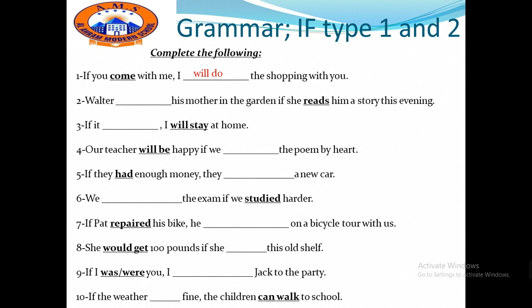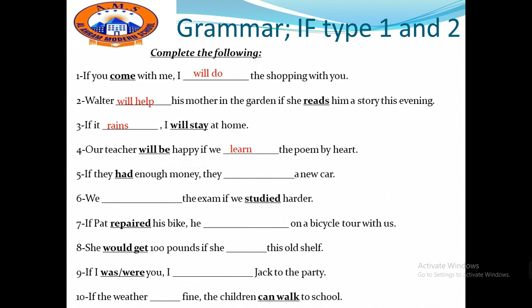Number 2, Walter space his mother in the garden if she reads him a story this evening. Again, reads in the present simple. So this sentence is in the first conditional. The answer will be will help. If it space I'll stay at home. Again, this is for the first conditional. If it, for example, we may use rains, if it rains. Our teacher will be happy if we, so we have to use here which tense? Present simple. Great. If we learn the poem by heart.